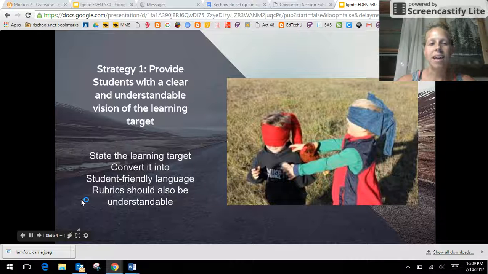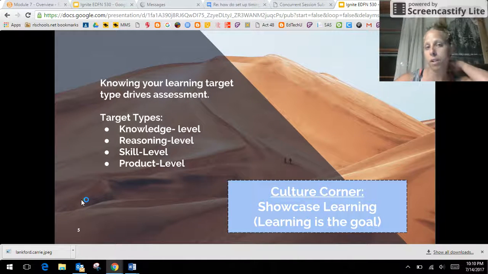Strategy 1 provides students with a clear and understandable vision of the learning target. I love this picture because sometimes it feels like our kids are blindfolded and we're just trying to surprise them with what we're doing. But you need to state the learning target and convert it into student-friendly language. If you're using a rubric, same thing. Know your learning target types, and that will drive your assessment.